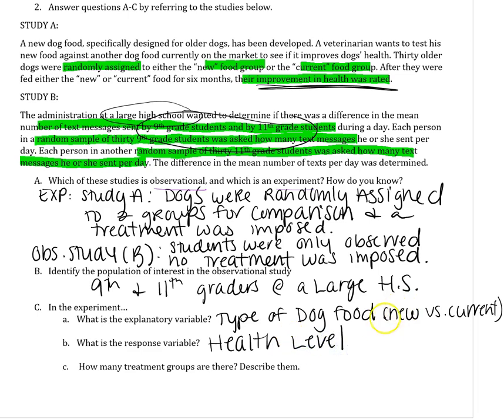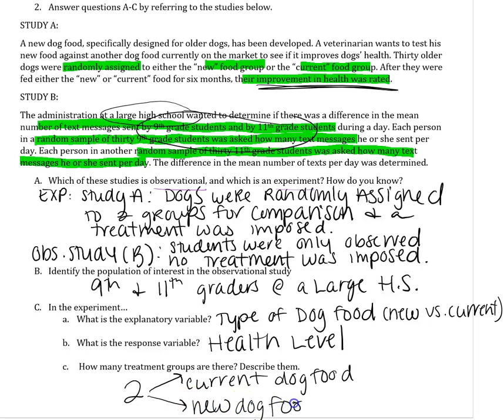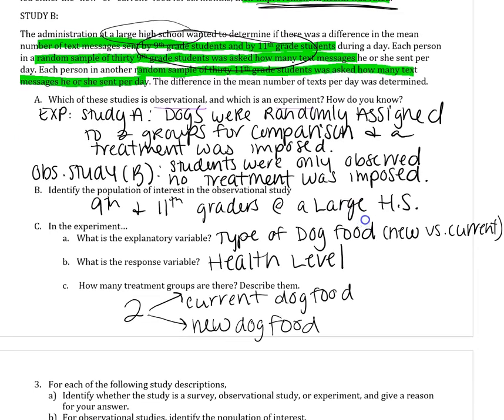So we imposed a treatment, we measured a response. How many treatment groups were in there? We had 2. One was our control, which was our current. So our current dog food. And that was for 6 months. And the other one was our new dog food. Okay, and each of those were for, excuse me, 6 months.